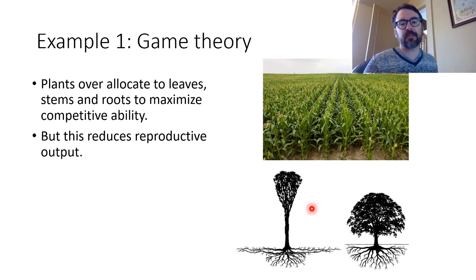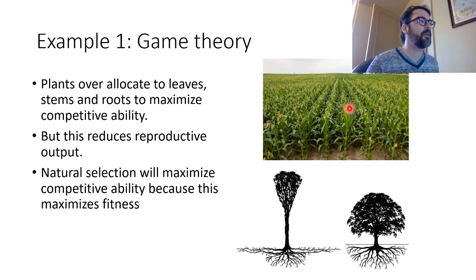But this reduces reproductive output, right? The plant that invests all of its photosynthate into getting tall, well, there's a trade-off there, right? That allocation trade-off we talked about. Every molecule of carbon that goes into the stem is a molecule that can't go into corn production. Right, so natural selection will maximize competitive ability because this is what maximizes your ability to grow in a forest. If you don't grow tall in the forest, then someone else will, and your genes won't be passed on.